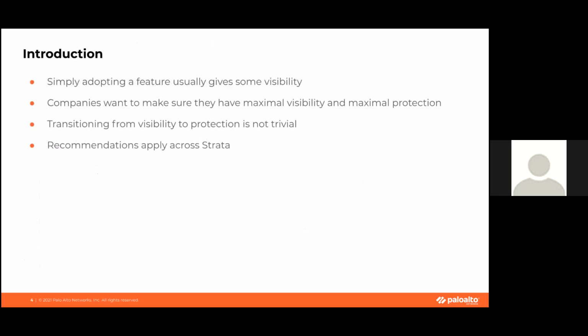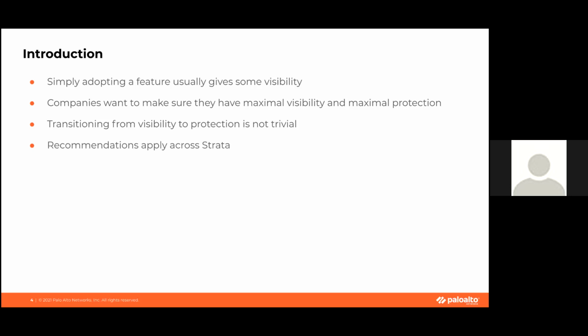As I mentioned, last week we spoke about adopting features, and most of the time adopting features simply gives us some visibility. For example, if you think about antivirus profiles or vulnerability profiles, one might initially configure them in an alert-only mode, which seems like a safe way to start. That definitely gives us some visibility. But unless we make sure that we're logging everywhere that we can, and that we're actually doing some protection, not just logging, that's just not enough.